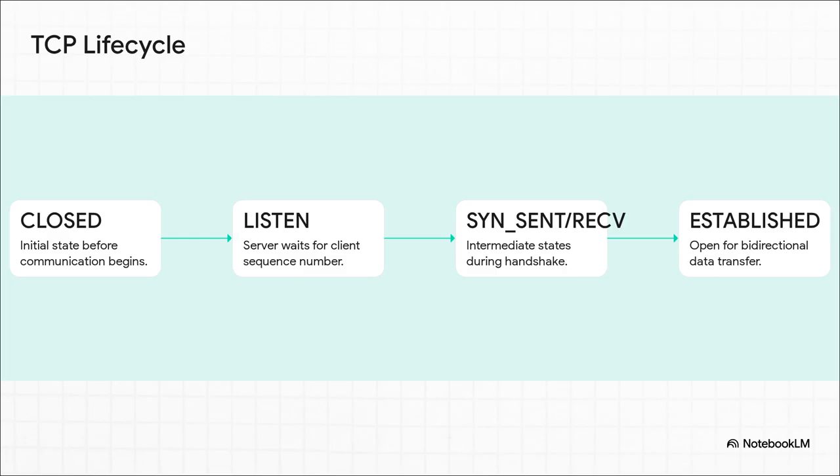Let's flow through this step by step. We start at closed. Then the server moves into a listen state, just patiently waiting for a client to reach out. When the client fires off that first SYN packet, it enters the SYN_SENT state, while the server, once it receives it, jumps into SYN_RECEIVED. And finally, once that last acknowledgement is processed, both sides get to rest at the absolute holy grail of states, ESTABLISHED. This is it. This is the only state where your actual application data can start flowing.